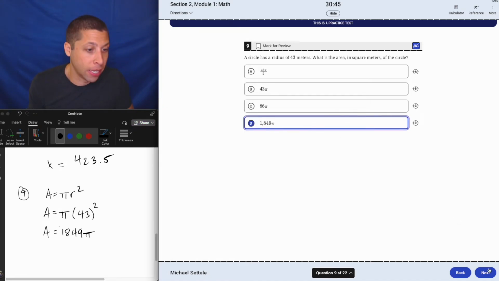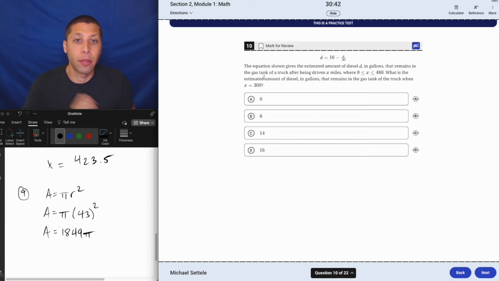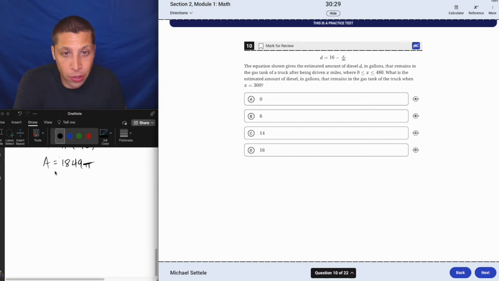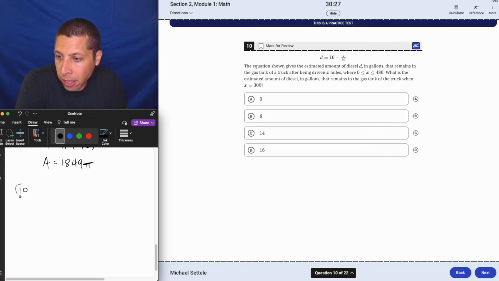Seems good. Easy. All right, the equation shown gives the estimated amount of diesel in gallons that remains in the gas tank of a truck after being driven x miles. What is the estimated amount of diesel in gallons that remains in the gas tank of the truck when x equals 300? Okay, so just do what it says. So plug points into equations, right? It doesn't matter that it's a story.